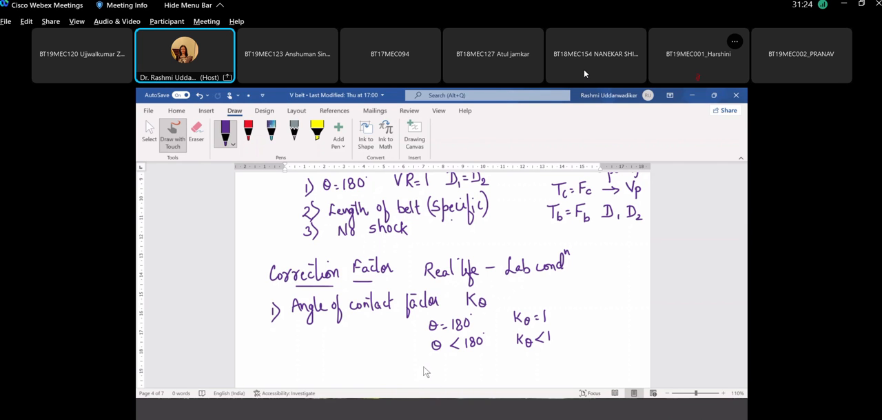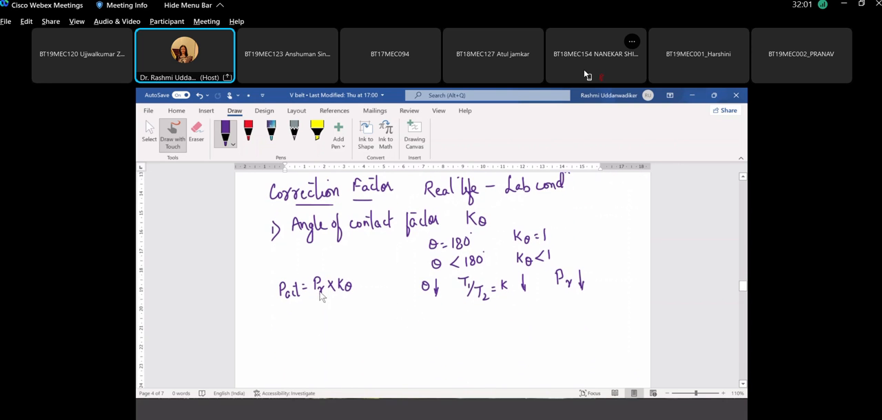As the value of theta goes down, e raised to mu theta will go down. What will happen to T1 by T2? This factor will also decrease when theta goes down, and when K value decreases, the value of rated power also decreases. So actual power will be the rated power given in the table multiplied by K theta, where K theta is less than 1. So the actual power transmitted would be less than the rated power given in the table. This is the angle of contact factor. Since the real life angle theta is less than 180 degrees, the value of K theta is also less than 1. Is that clear?